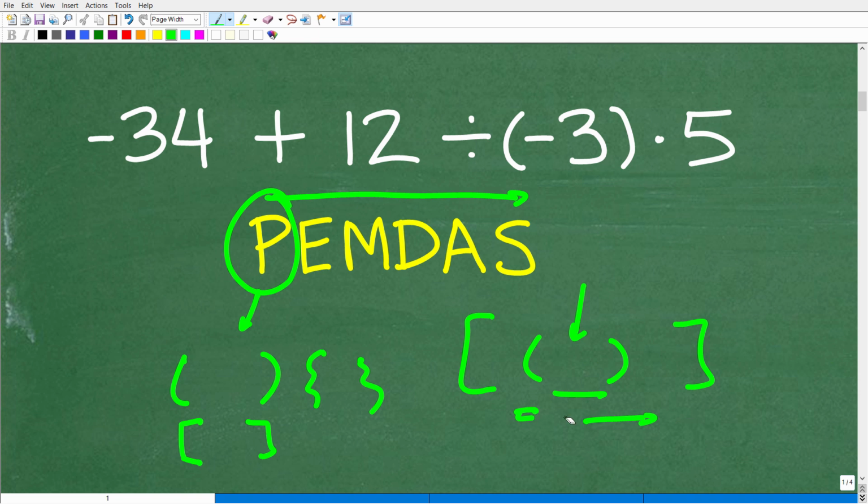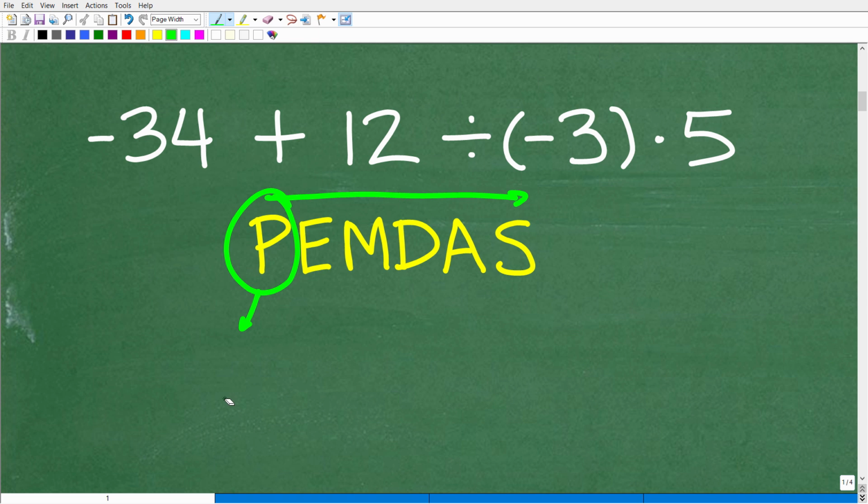Okay, so I'm not going to make this into a full lesson on the order of operations because this topic definitely warrants that. But this is just a quick review. So that's what the P stands for. If we have any parentheses, we're going to start there. Obviously, in this problem, we don't have any parentheses. Let's move on to E.